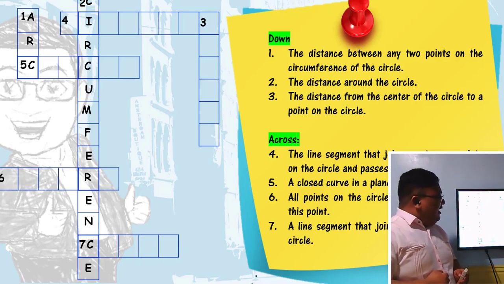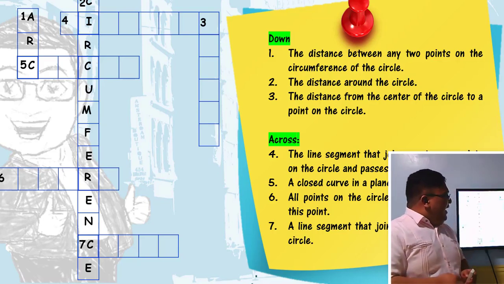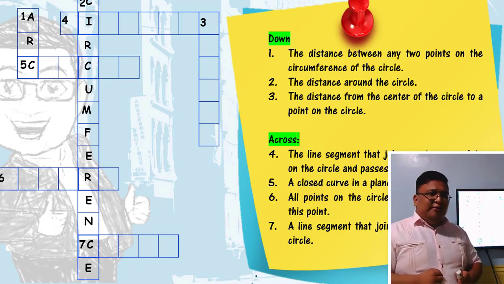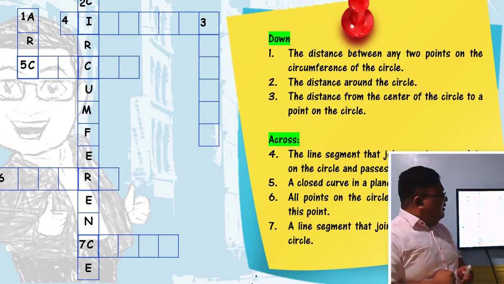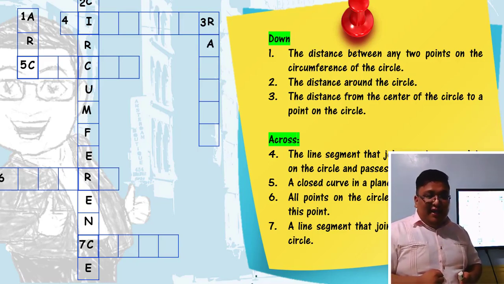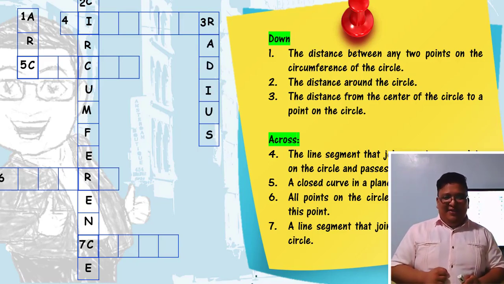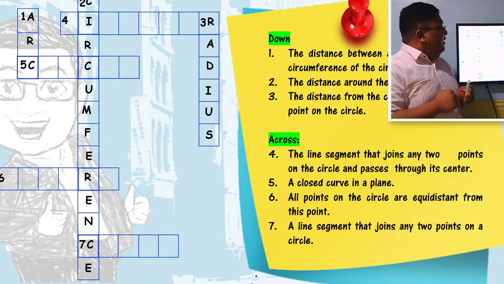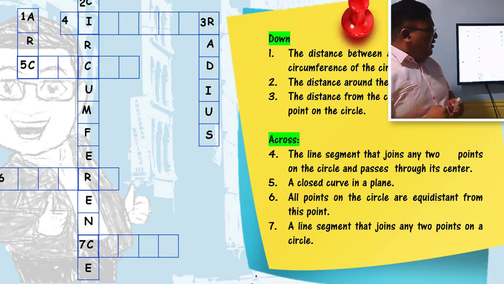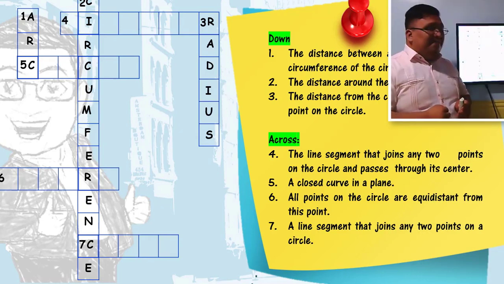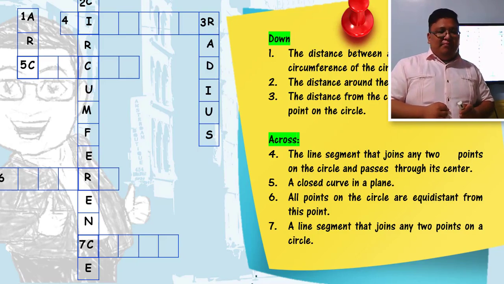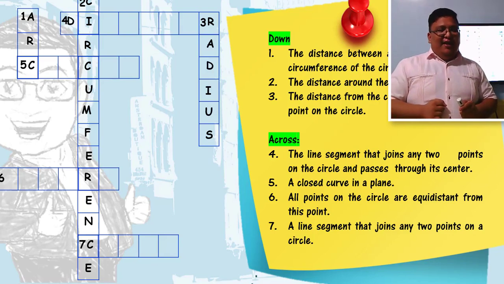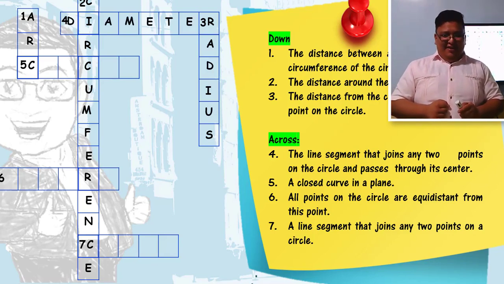Alright. Let's have number 3. The distance from the center of the circle to a point on the circle. Very good. It is radius. Okay. How about number 4? The line segment that joins any 2 points in the circle and passes through its center. Very good. It is diameter.